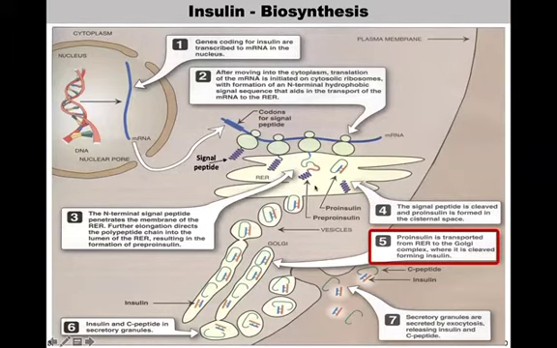from the rough endoplasmic reticulum to the Golgi apparatus or Golgi complex, where it is further cleaved to form the connecting peptide or C-peptide and the mature hormone. Soon after that, the insulin and the C-peptide are packaged into secretory vesicles that are released by exocytosis, releasing both the C-peptide and the insulin to the blood.